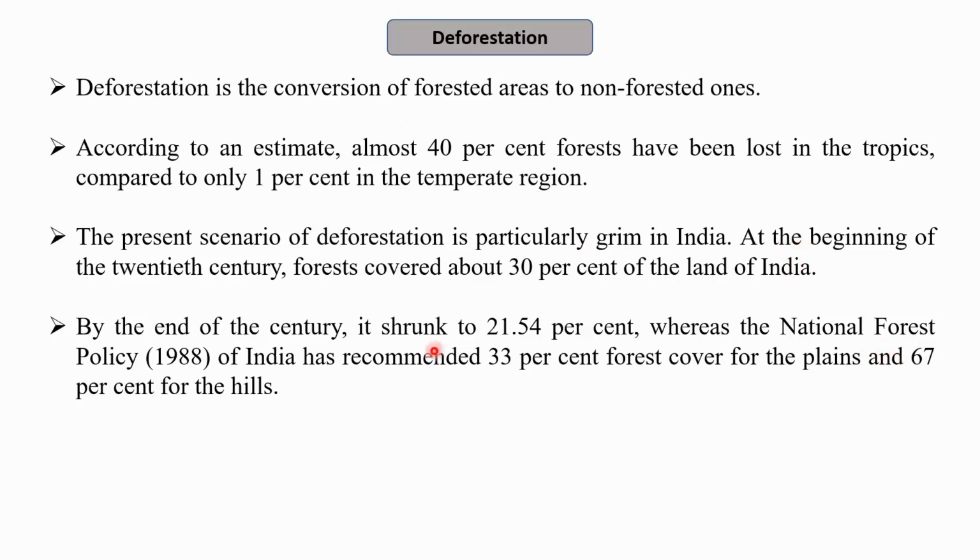At the beginning of the 20th century, forests covered about 30% of the land of India. But by the end of this century, it covered 21.54%, whereas the National Forest Policy 1988 of India has recommended around 33% forest cover for the plains and 67% for the hills. But due to the rapid cutting down of forests, the forest land in India has shrunk from 30% to 21.54%.